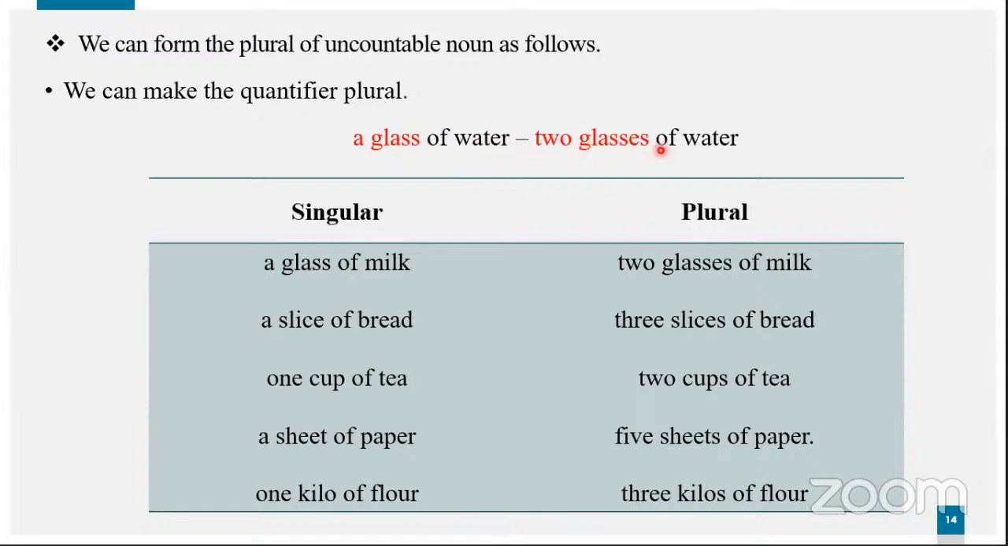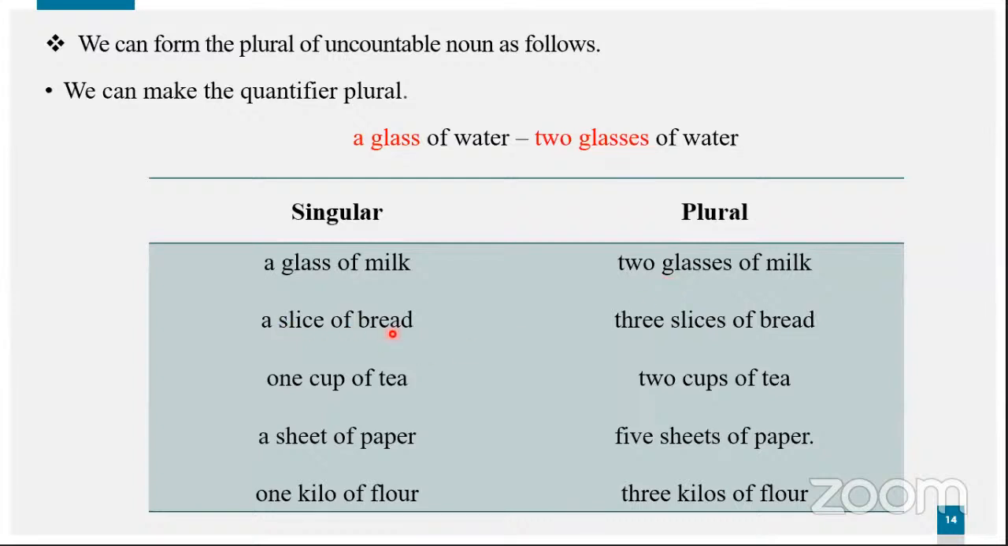A glass of water, two glasses of water, right? Like that. Look at these examples. A glass of milk, two glasses of milk.